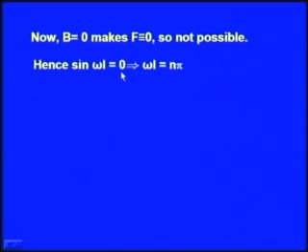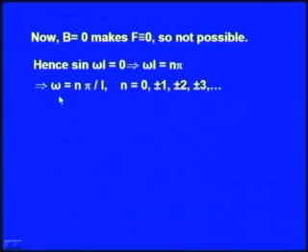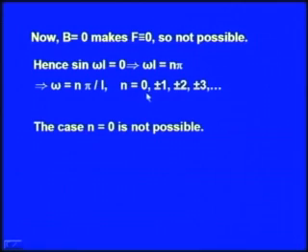When sin omega l is 0, clearly omega l is equal to n pi, and so omega is equal to n pi over l, where n takes all integral values, that is n is equal to 0, plus minus 1, plus minus 2, plus minus 3, and so on. Now, when you take n as 0 here, it means we are taking omega as 0, and when omega is 0, k being minus omega square makes k equal to 0, and k equal to 0 we have already resolved. We found that it is inadmissible, so it was discarded. So, the case n equal to 0 is not possible.